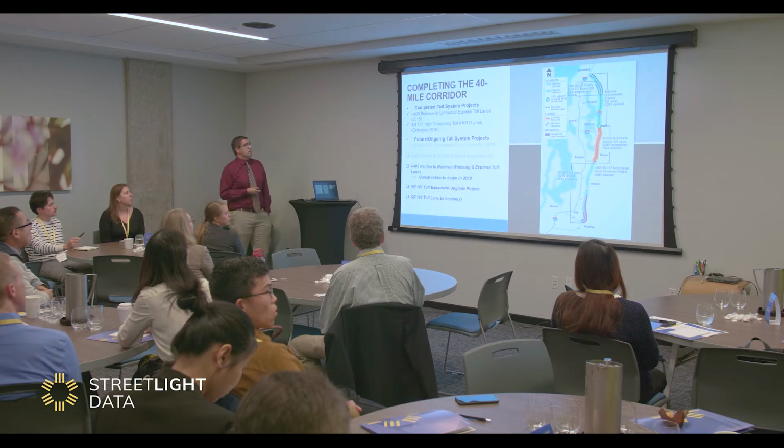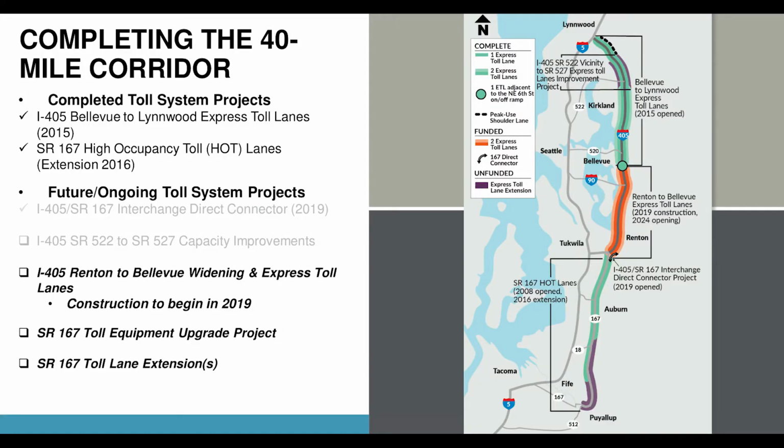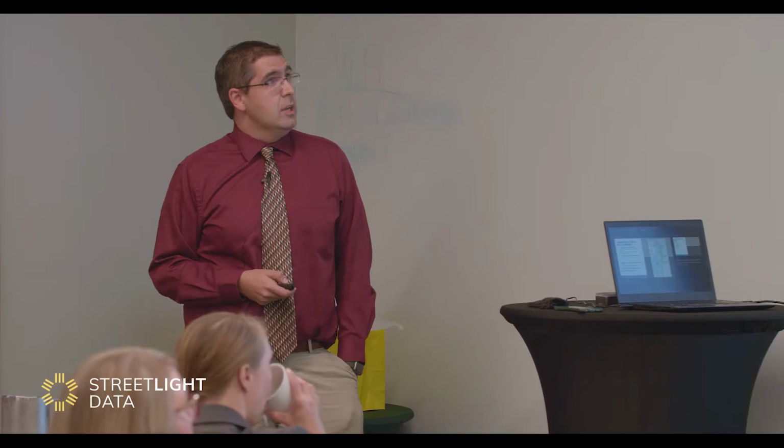So a little bit more about our managed lane system. We've got quite a bit. It's a good mix all over the place. A couple things I want to highlight. Over here, this is our SR-167 hot lanes. This is actually one of the first hot lanes opened up in the nation. Opened in 2008, it's been in operations ever since. We've done a couple expansions on that as well.